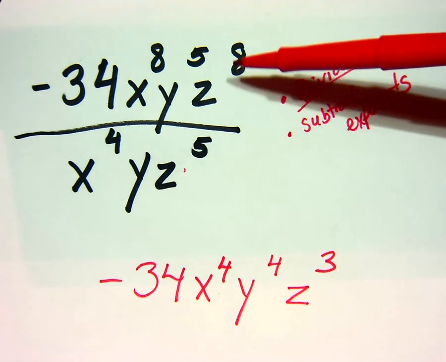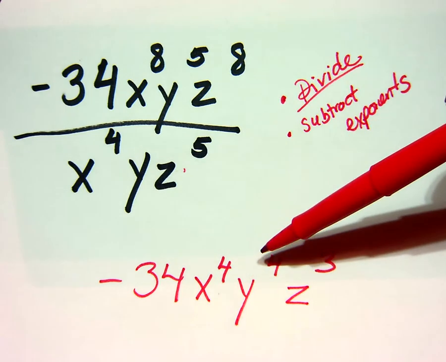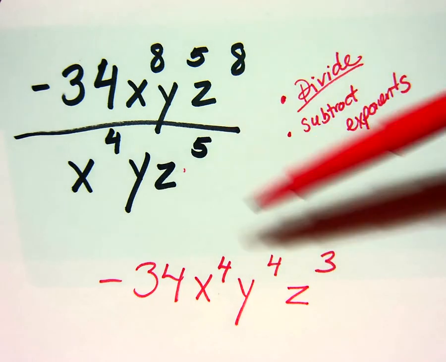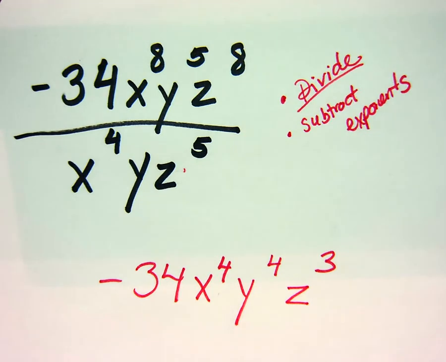Then right here, notice how you got your y's. So 5 minus 1 gives you 4. Then 8 minus 5 gives you 3. Because nothing was negative, all of the exponents remained on top. So hopefully you're feeling pretty confident about that.